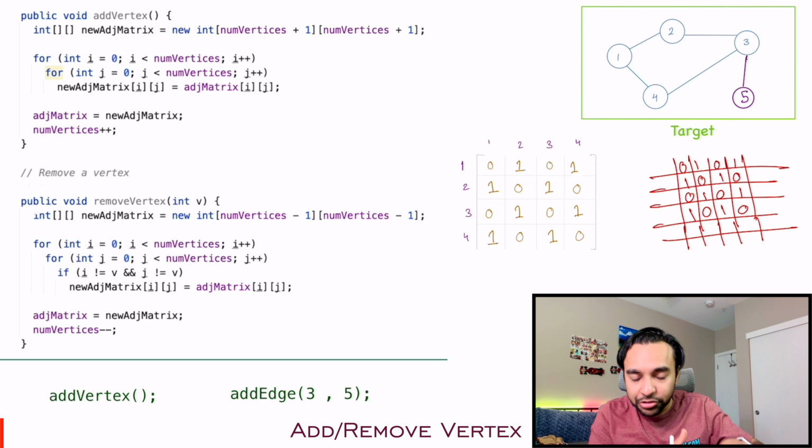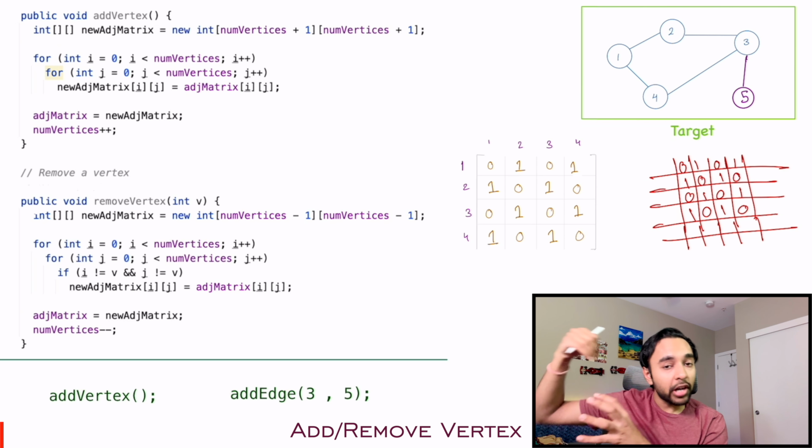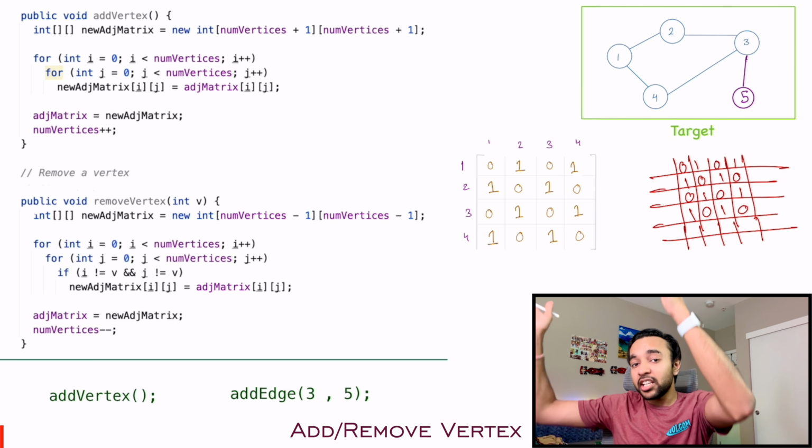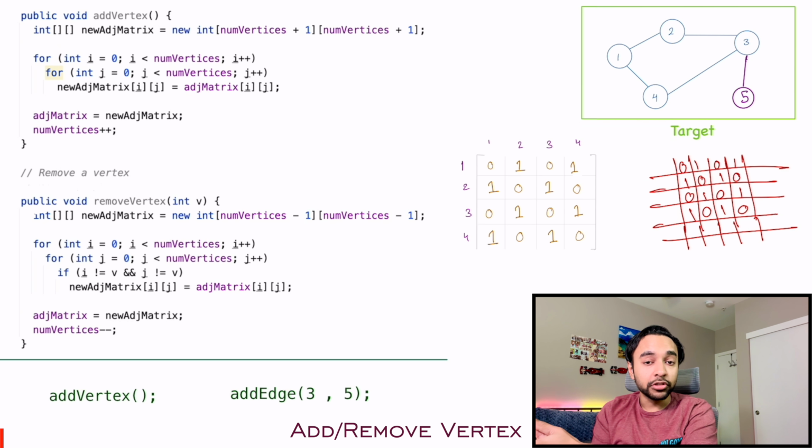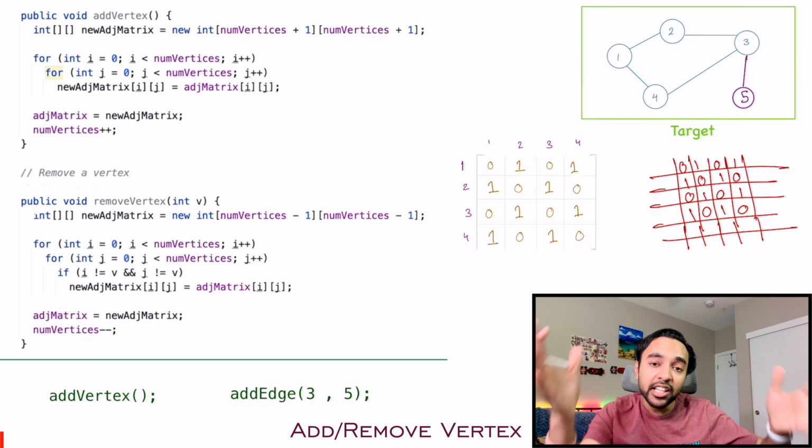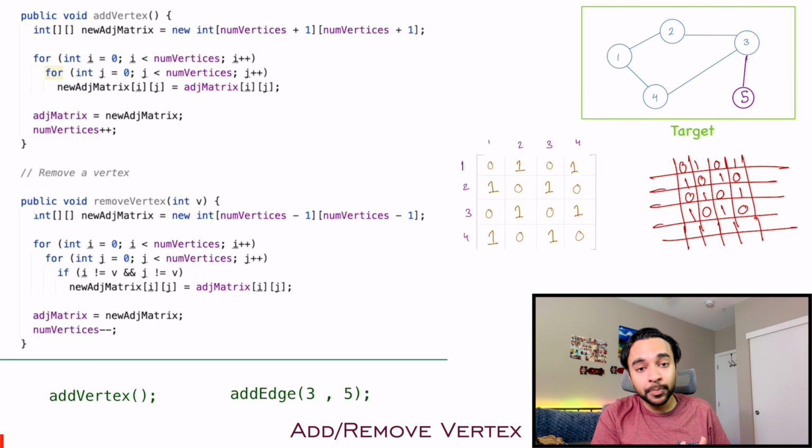Just notice how costly it is, because every time you're adding a vertex, you will once again create a new matrix and copy all the values. To remove a vertex, once again create a new matrix and copy all the values. The time complexity of both of these methods is order of n square, and it is quite costly. So we have to use it with caution. So this kind of summarizes how you perform all of the different operations on a graph using an adjacency matrix.